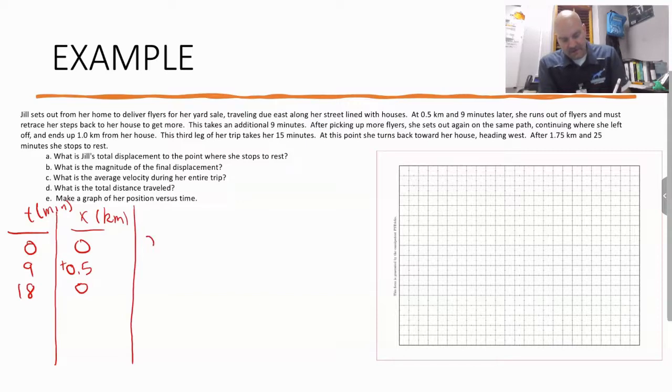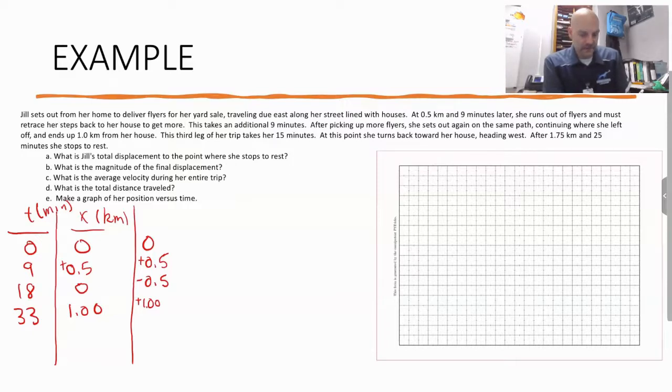What does that mean? If we're tracking her displacement, displacement is going to be the difference in these two positions. Then it takes her 15 minutes, so now we're at 33 minutes, and her position is at 1 kilometer. And so now her displacement, here she does 1 kilometer.